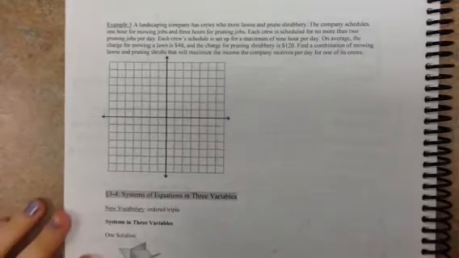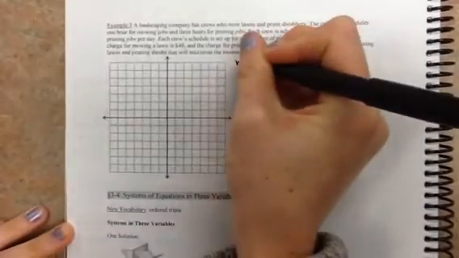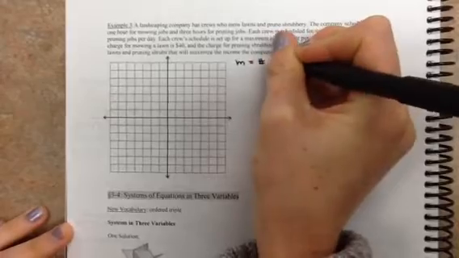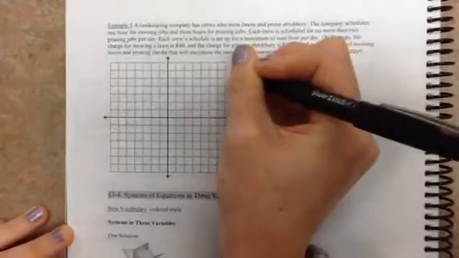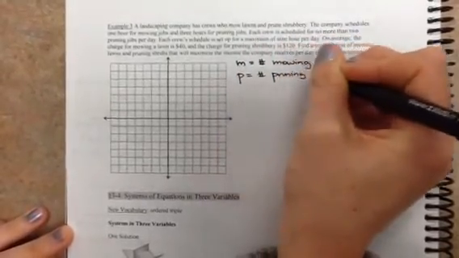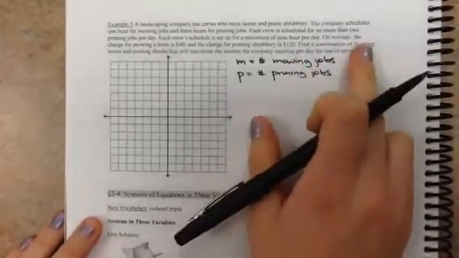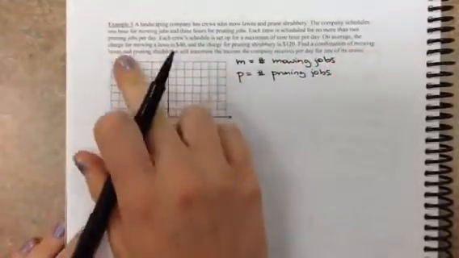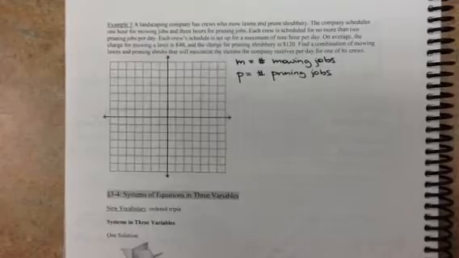Okay, so step 1 is to define variables. We'll use M for the number of mowing jobs, and we will use P for the number of pruning jobs. Really the last sentence will help you figure out what your variables should be, because it says find a combination of mowing and pruning, so we're trying to find out how many mowing jobs and how many pruning jobs will maximize income. That was step 1, define the variables. Step 2, write a system of inequalities.